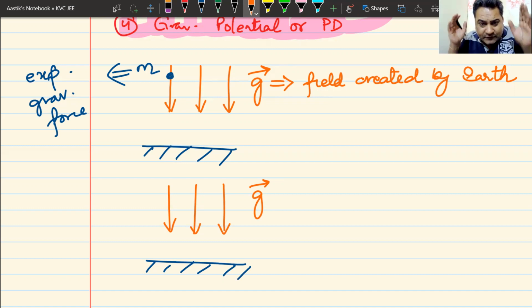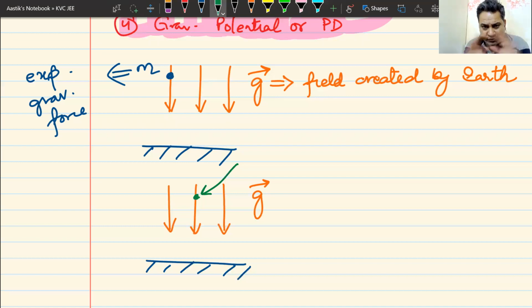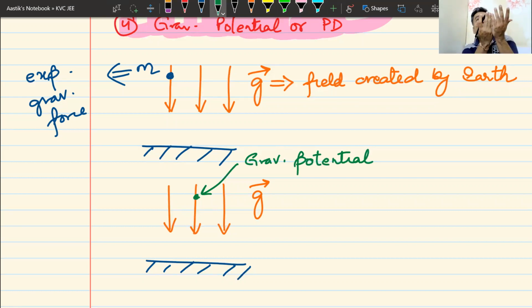This gravitational field now creates gravitational potential. So when it is only a point, this point has gravitational potential. This point has potential, it can do work, but right now it is not doing work because there is nothing there, just a point. There are so many points.